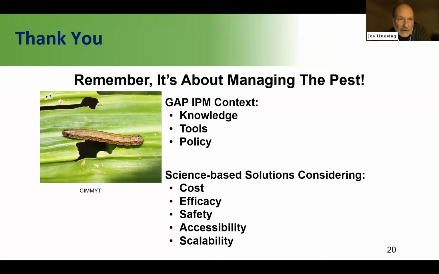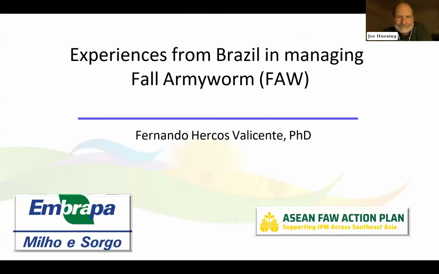So just in summary, if you want to manage this pest, you need to have the knowledge: what the pest does and how it acts, action thresholds. You have to have the tool kit, obviously. Policy is important for those who are engaged in policy. The easy place to start is with the CSAS model. How much does the control cost? How efficacious is it? Is it safe, accessible, and scalable? Thank you.